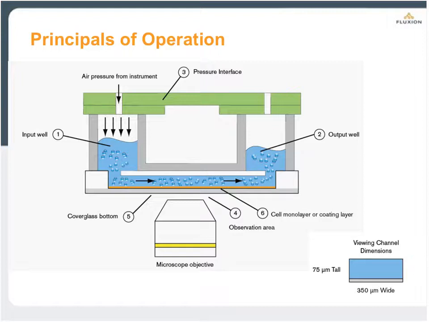If you look down on the very lower right-hand side of the slide, you can see what the channel looks like in cross-section. It's 350 microns wide, and the channel is 75 microns in height.